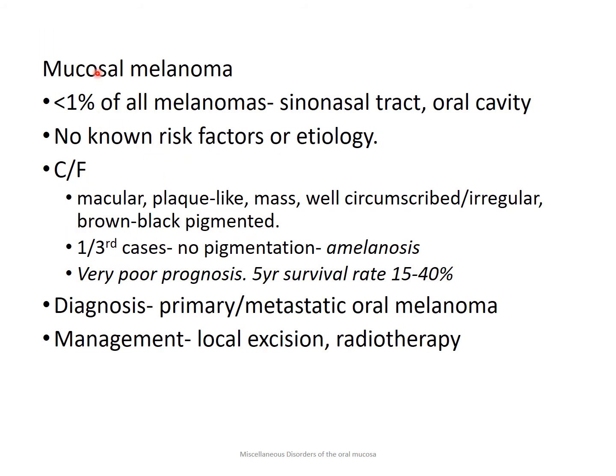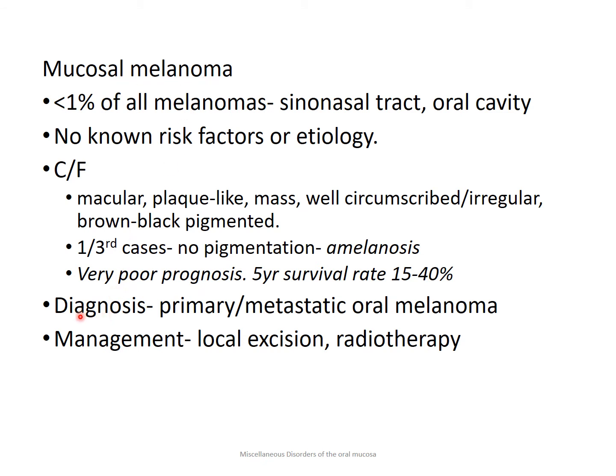In case of mucosa, melanomas are quite rare. Just less than 1% of them occur in the sinonasal or oral cavity, and there are no known risk factors or etiology. Inside the oral cavity, the clinical features would be a macular or plaque-like mass, which is well circumscribed or irregular, and brown to black pigmented. There are very few cases out of this 1% where there is no pigmentation at all, and this phenomenon is called amelanosis, and this has a very poor prognosis. The 5-year survival rate is only 15 to 40%. I mean, this prognosis we're talking about in terms of mucosal melanomas.